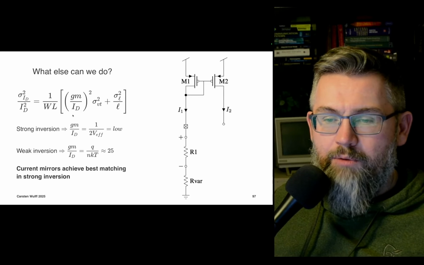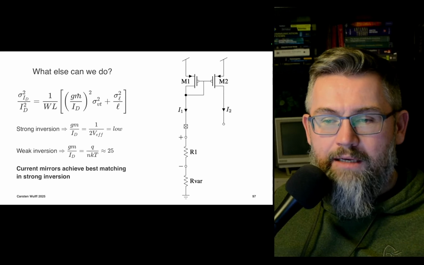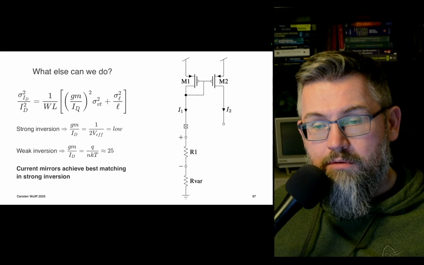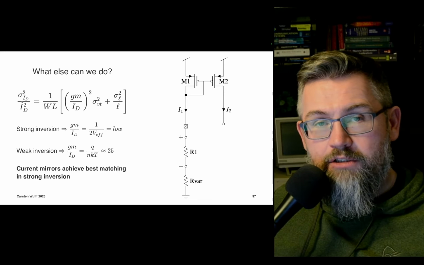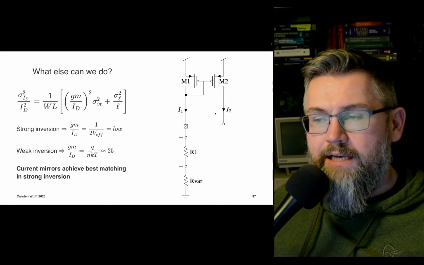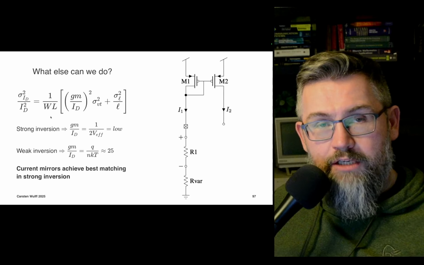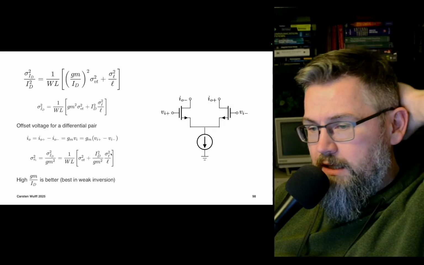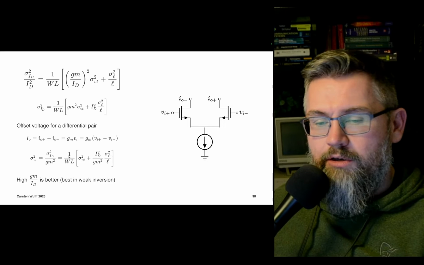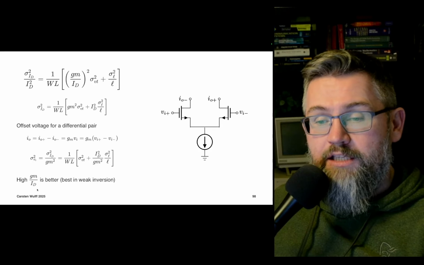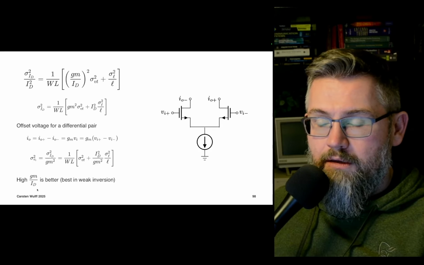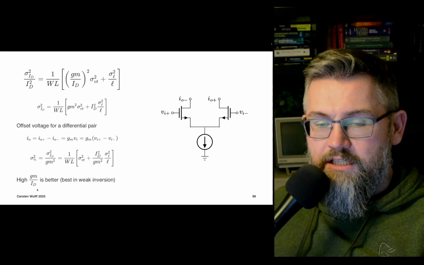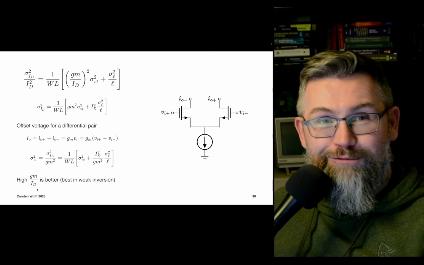So there's also something that we can do in this equation, and that is to make the GM over ID as low as possible, because then that gives us less variation, right? So if we place the current mirror in strong inversion, we get less variation than if we do it in weak inversion. It's the opposite for differential pairs. So here it turns out that a high GM over ID is better for mismatch. High GM over ID is better than low.